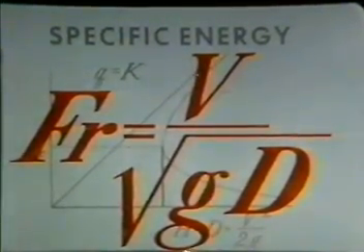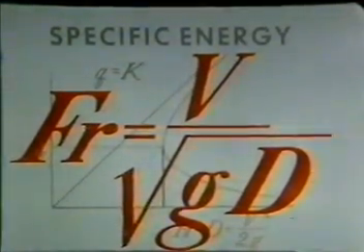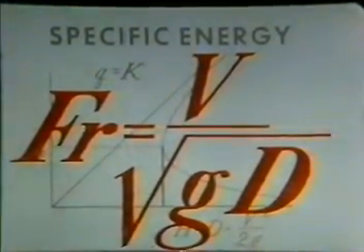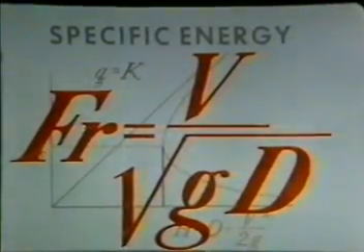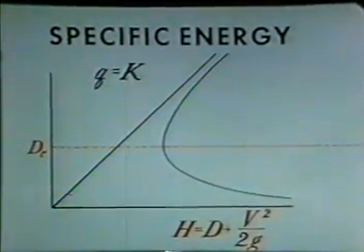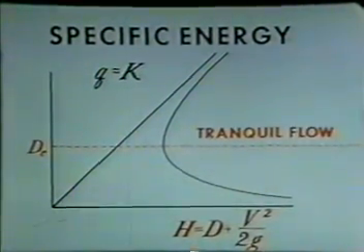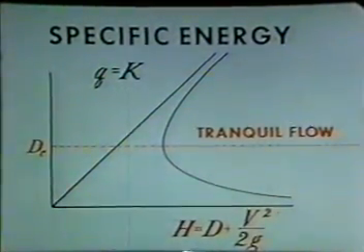With this condition, the velocity divided by the square root of the depth times the acceleration of gravity, called the Froude number, is equal to 1. For Froude numbers less than 1, the velocity is less than critical, and the depth is greater than critical. This is tranquil flow. For Froude numbers greater than 1, the velocity is greater than critical, and depth is less than critical. This condition is rapid flow.